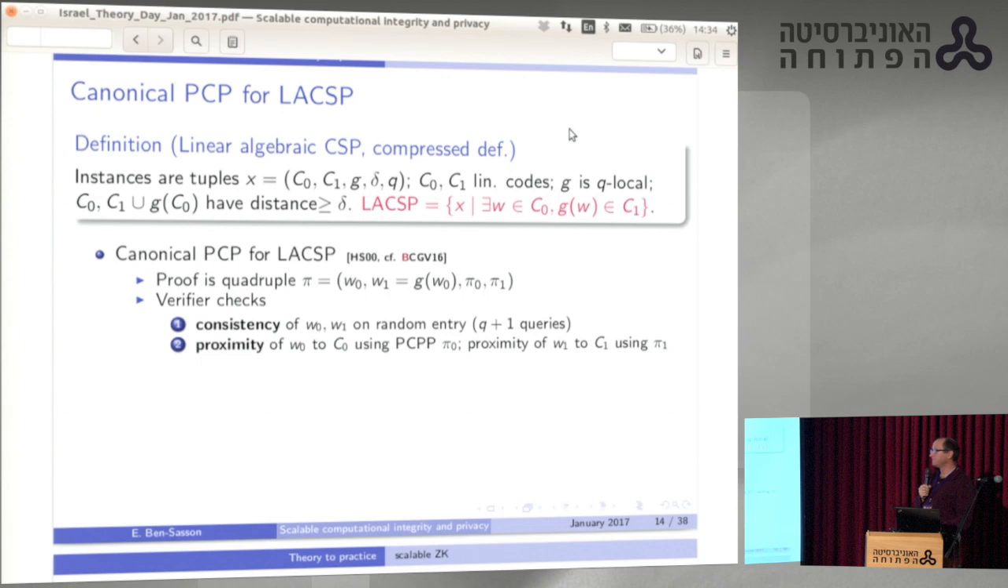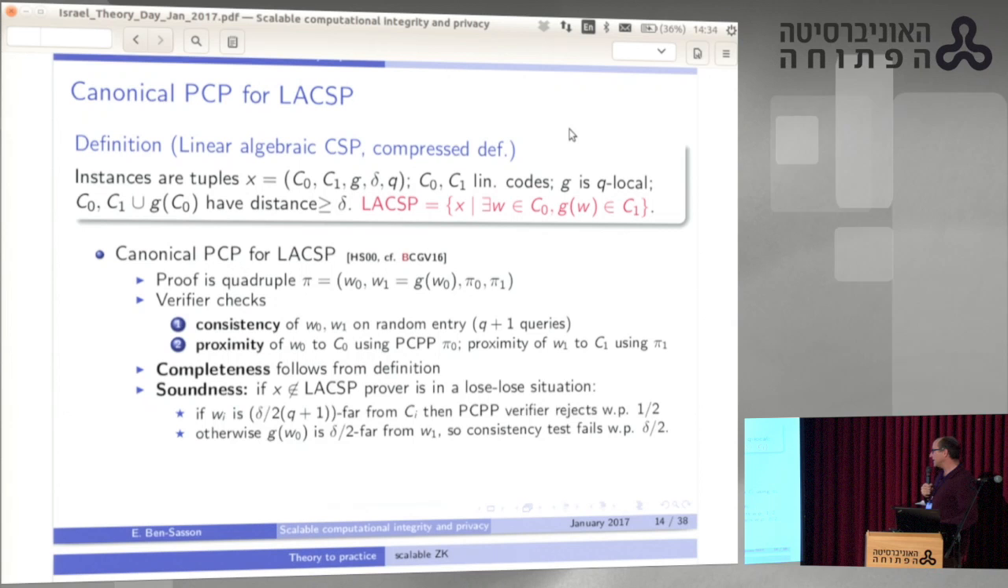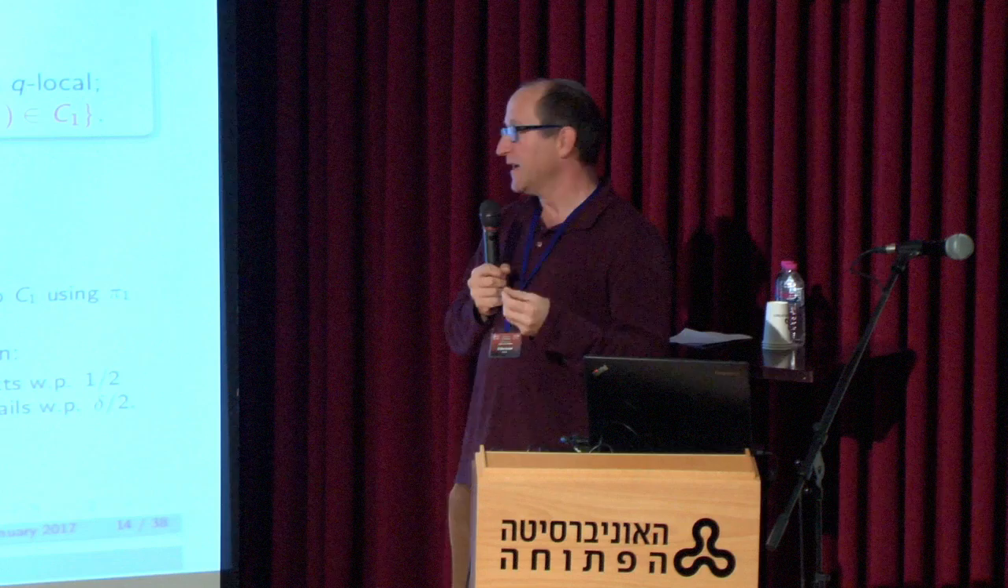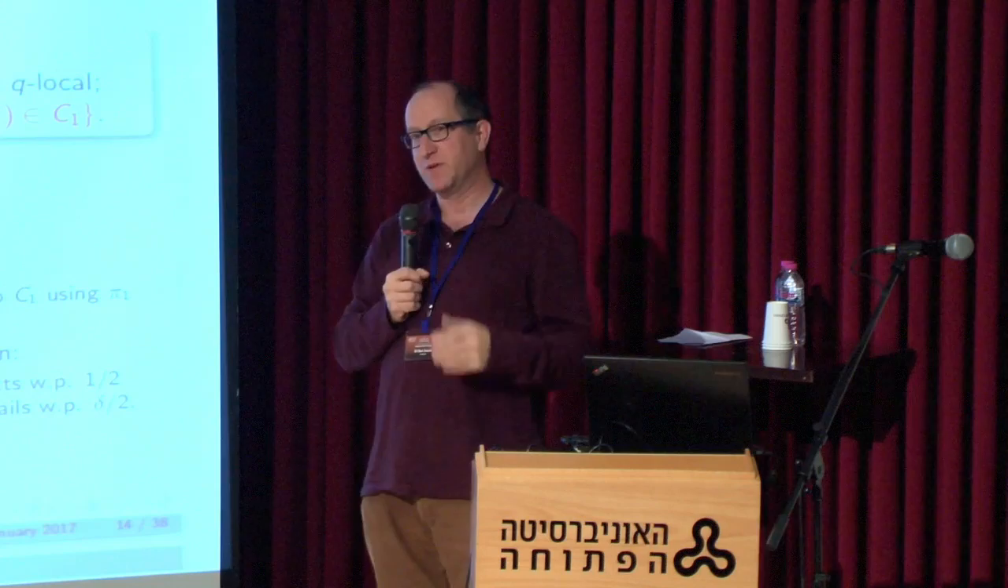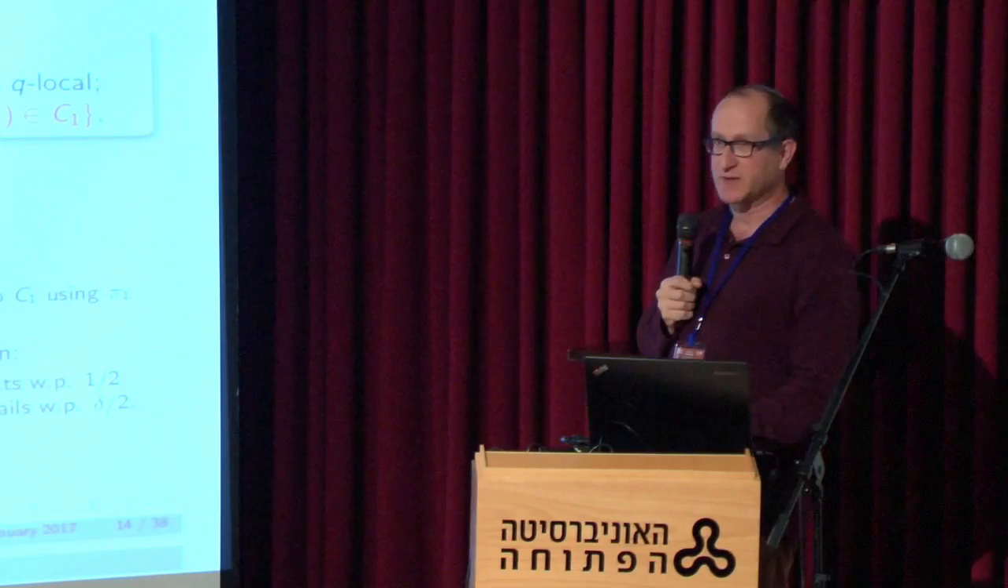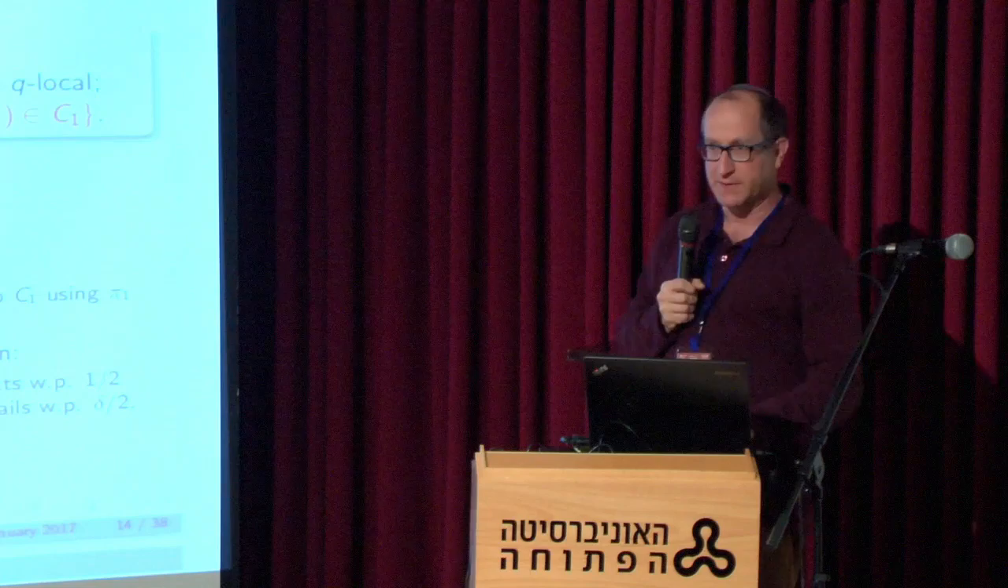Now, completeness follows from the definition. And soundness follows from this lose-lose situation. So suppose X is not in the language, okay? The prover is really torn between two bad things that he can try. Well, if either W0 or W1 is not close enough to the relevant code, then the prover is toast because of the PCPP verifier, right? We'll reject. Otherwise, W0 and W1 are close to their respective codes, but we know that because of the distance property, G of W0 must be very far from W1. Because otherwise the instance would have been satisfiable and X would have been in the language. So now this means that the consistency test will fail with high probability. And this is really how a PCP works.